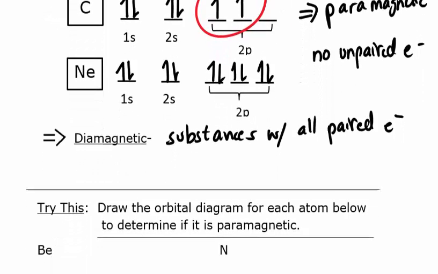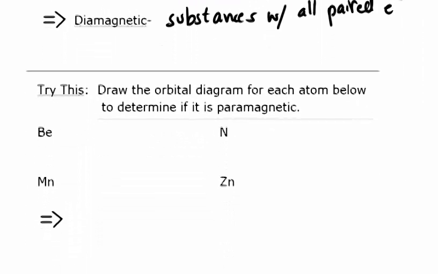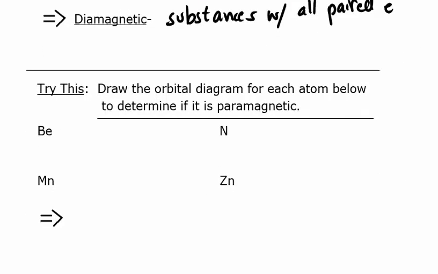So let's try some more examples. This one you should try for yourself. There are 4 different atoms here. Draw the orbital diagrams so you can see which electrons are paired or not and determine if they are paramagnetic. All right, I'm going to assume that you have stopped the video and done that.